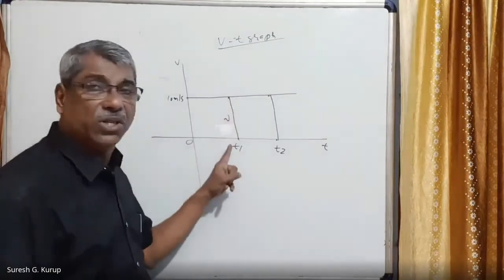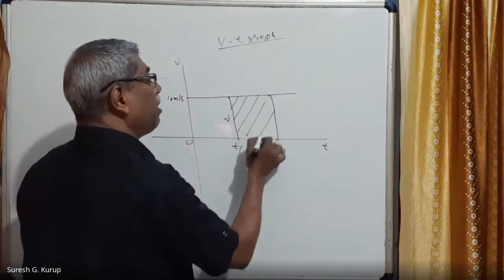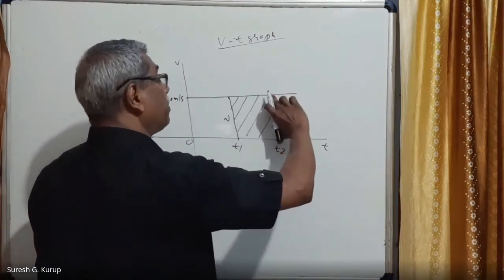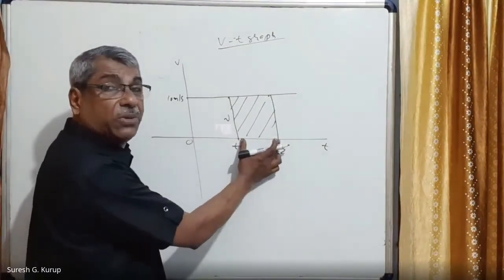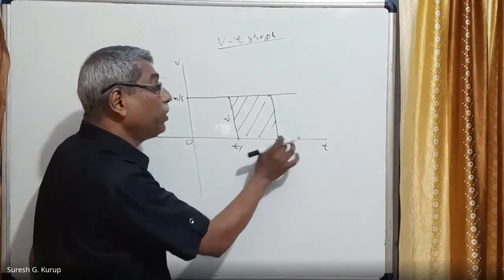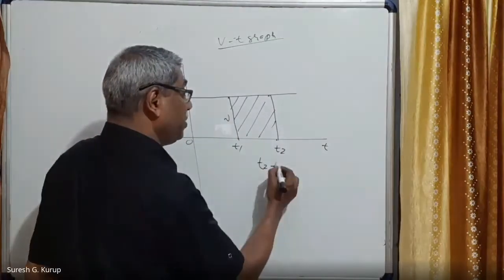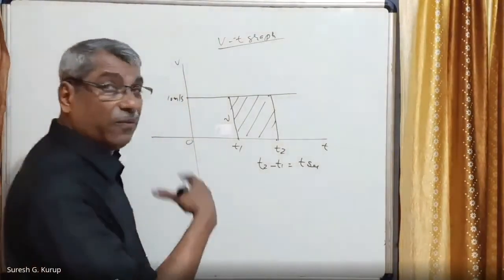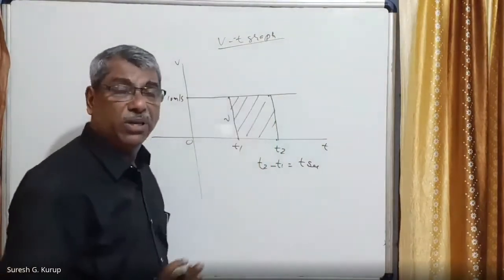This is velocity. When you take the area of this, this part is velocity. This is 10 meters per second, this also 10 meters per second, this also 10 meters per second. And this is the time axis. What is the time taken? Total time taken from T1 to T2 is T2 minus T1, which we take as T. Every time the velocity is the same, therefore this is also meters per second.